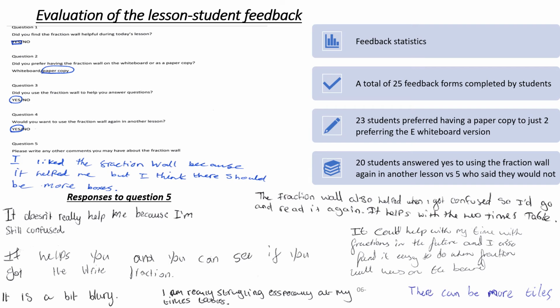There are also some interesting responses to question 5 that I've put at the bottom of the slide. So a couple of points that seem to be cropping up from these responses, and also what I heard in the lesson, was students would like more tiles. Some of them found that the electronic version was a bit blurry. A couple of students at the back couldn't see it, which I think is why the majority of them preferred having a paper copy of the fraction wall.